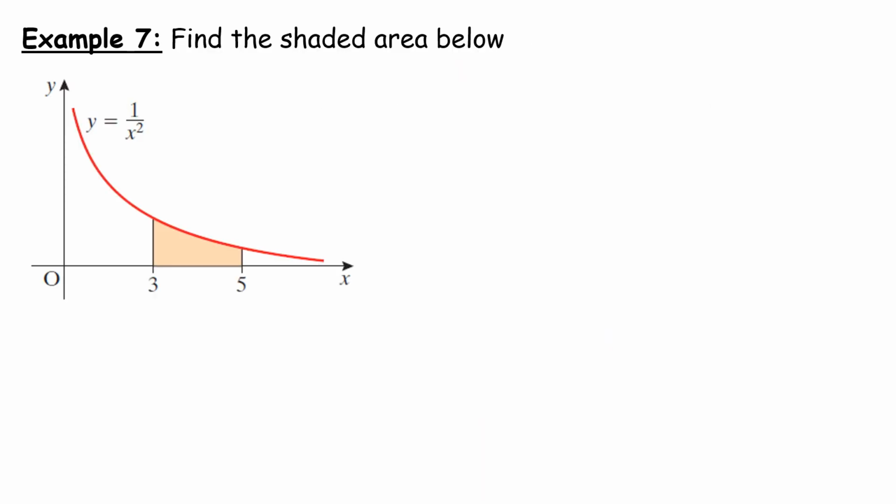We're being asked to find the shaded area below. So here we're being asked to set up the definite integral. Once we've set up the definite integral, we're back to what we were doing in the first 6 examples. So let's get the area by integrating between 3 and 5 the function 1 over x squared with respect to x, because I'm going down to meet the x-axis.